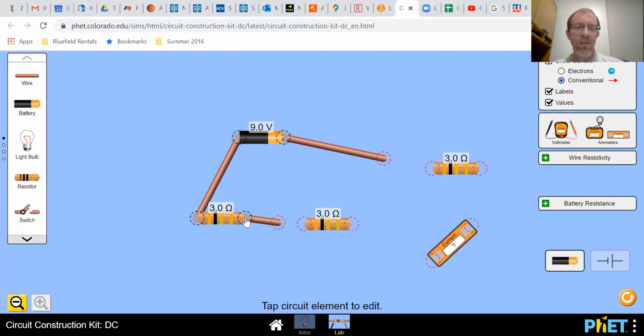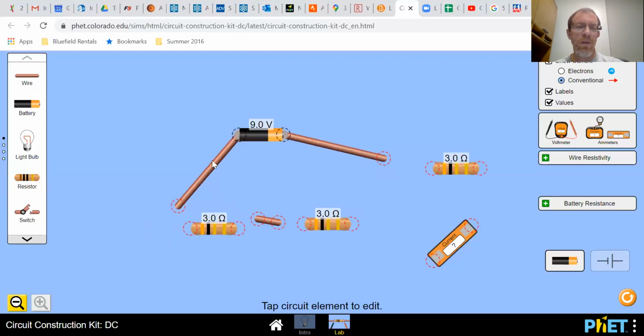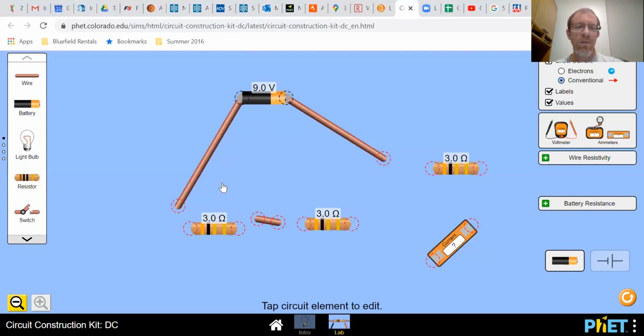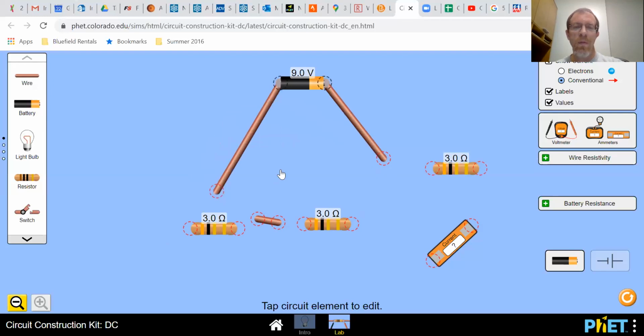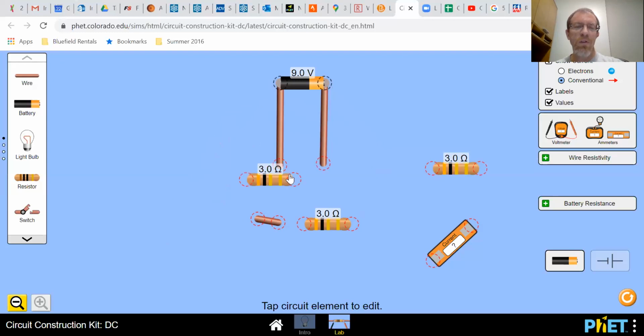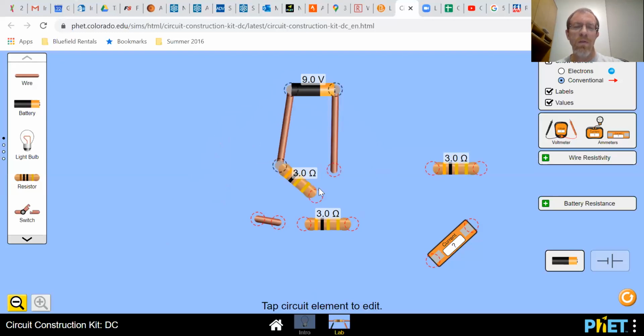Now, if I wanted to set these guys up so that they were in parallel, let me just start back over from scratch. Move this up here. If I wanted to set this up so that I had two 3-ohm resistors in parallel. Hey, look at that. The current flows a lot faster. I wonder why that is.